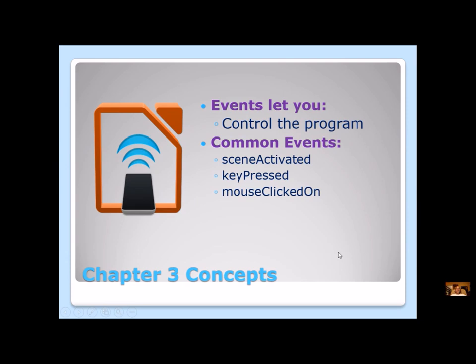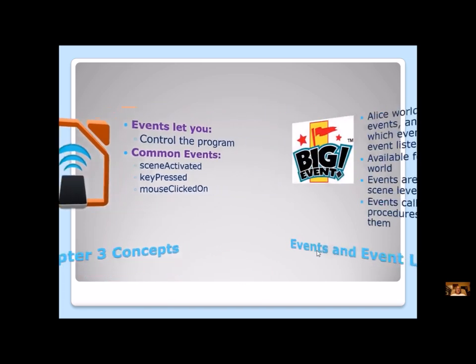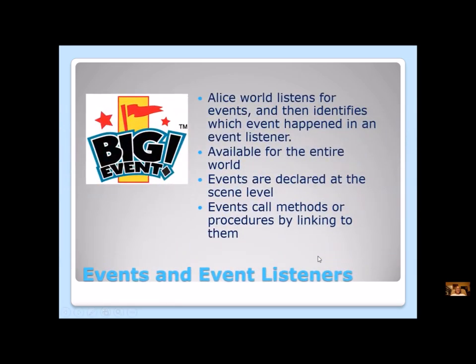Events let you control the program, so you determine when something's going to happen. The common events in Alice are scene activated, key pressed, and mouse clicked on. Some things to remember: the Alice world listens for events and then identifies which event happened in an event listener. All the events are available for the entire world, which means events are declared at the scene level.